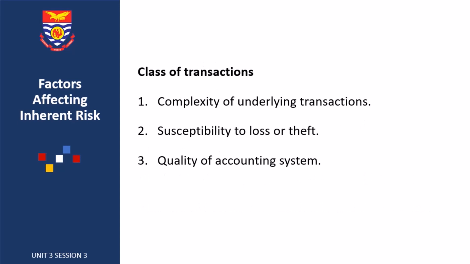Now, these factors can also be due to a class of transaction. And with this, we are looking at the complexity of underlying transactions. Some transactions come with some complicated recordings and all those ones. Then you look at the susceptibility to loss or theft, that some of these items could be stolen. Then you look at the quality of the accounting system in place, and this could also cause material misstatement due to the nature of the item and then the systems in place.